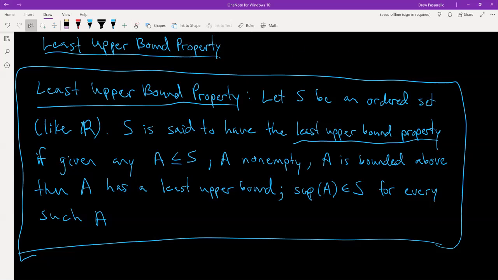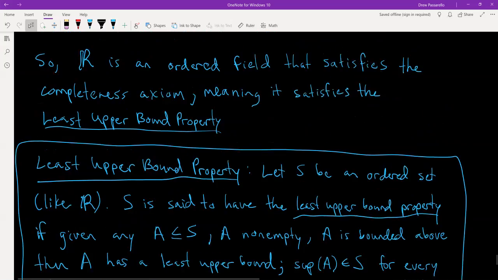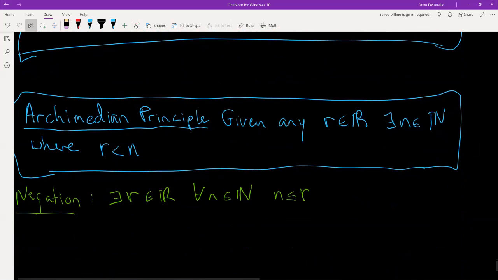And the real numbers satisfy that property, and that's called the completeness axiom. I wanted to end the video with the Archimedean principle. The Archimedean principle will be used very frequently in examples where I do proofs, but we're going to end this video by doing the proof of the Archimedean principle.